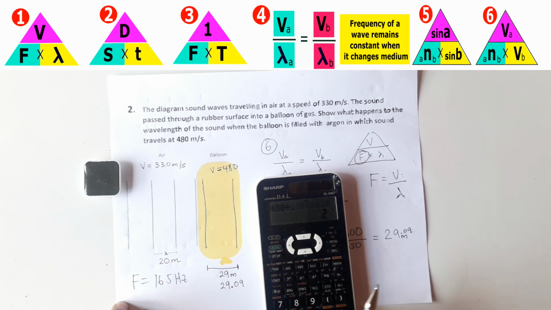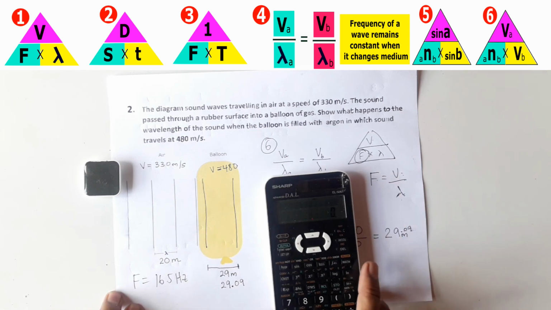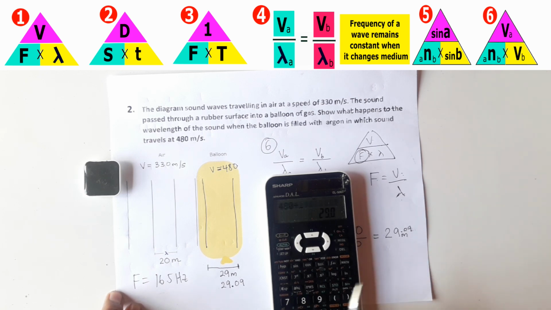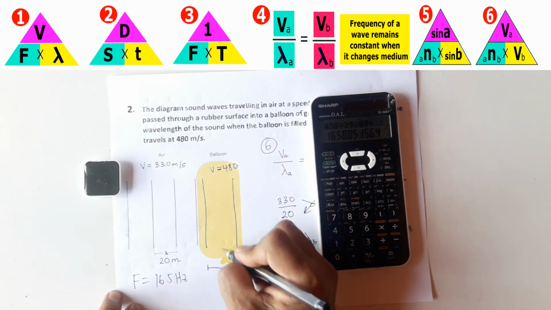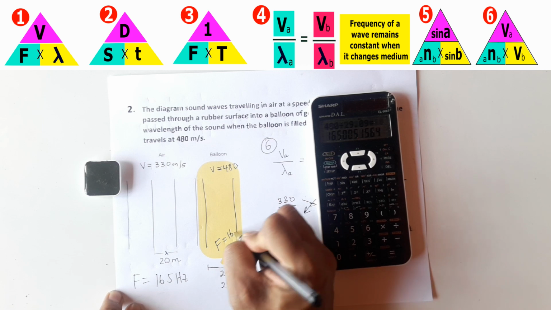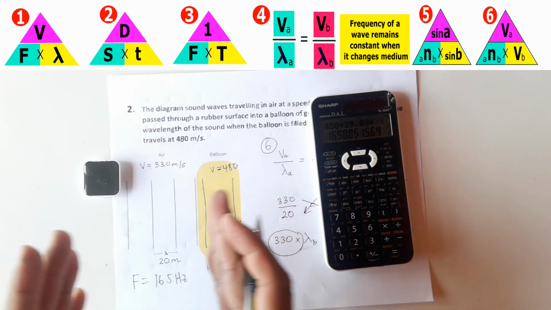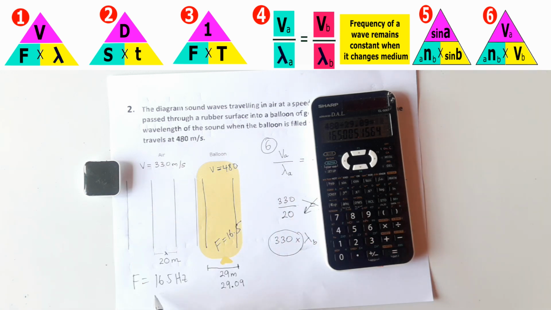Let's see if we get the same answer. 480 divided by 29.09. Sorry, I made a mistake there. Just a little bit tired, guys, sorry. So it's 480 divided by 29.09, and we got roughly the same answer, 16.5. So the frequency inside here is 16.5. Remember we said when a wave changes substances or it goes from deep to shallow, the only thing you can expect to remain the same is the frequency.